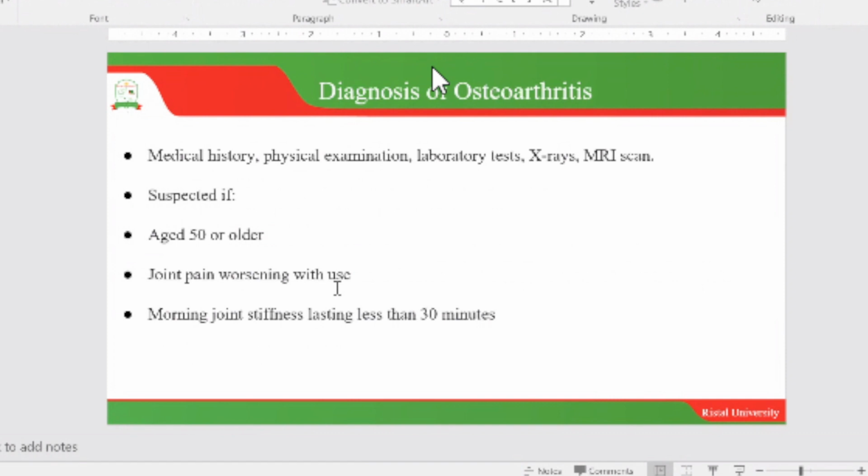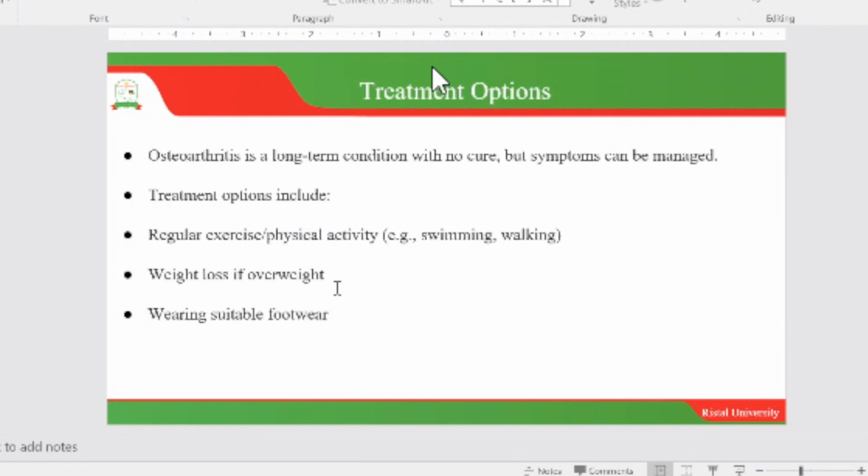Could lead to osteoarthritis. For medical history and diagnosis of osteoarthritis, here we take the medical history, we do physical examination, we do laboratory tests, we do the magnetic resonance imaging scan, and the x-rays. And it is suspected if the person is 50 years old, if joint pain is worsening with use, if morning stiffness is lasting less than 30 minutes, okay, then we start to think of osteoarthritis.